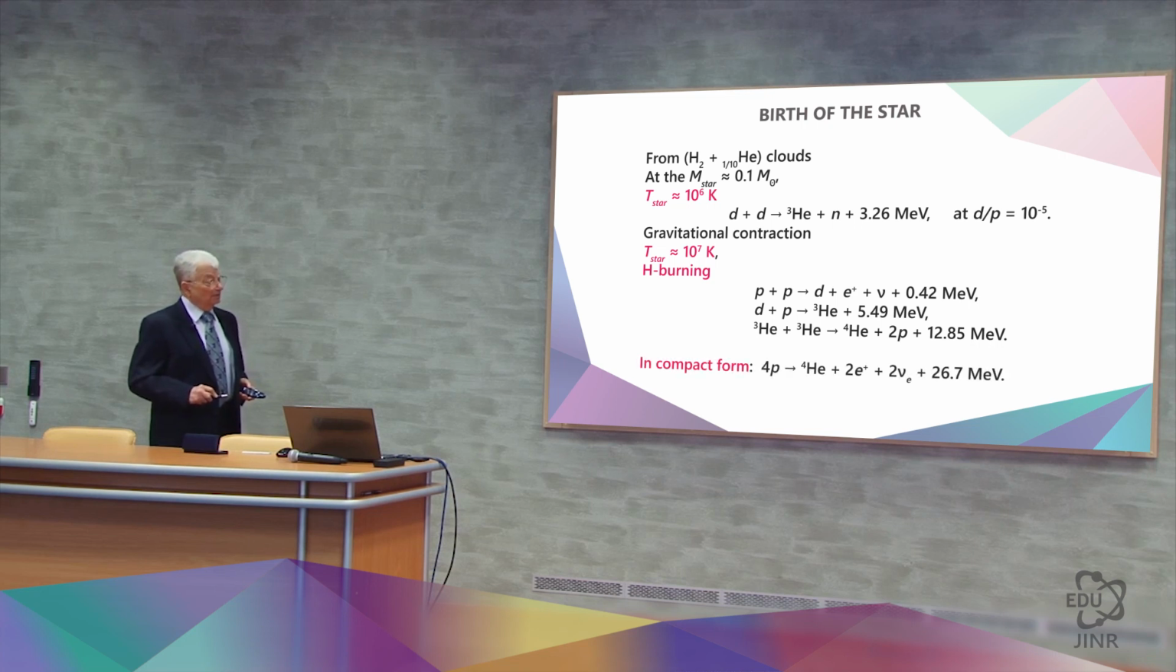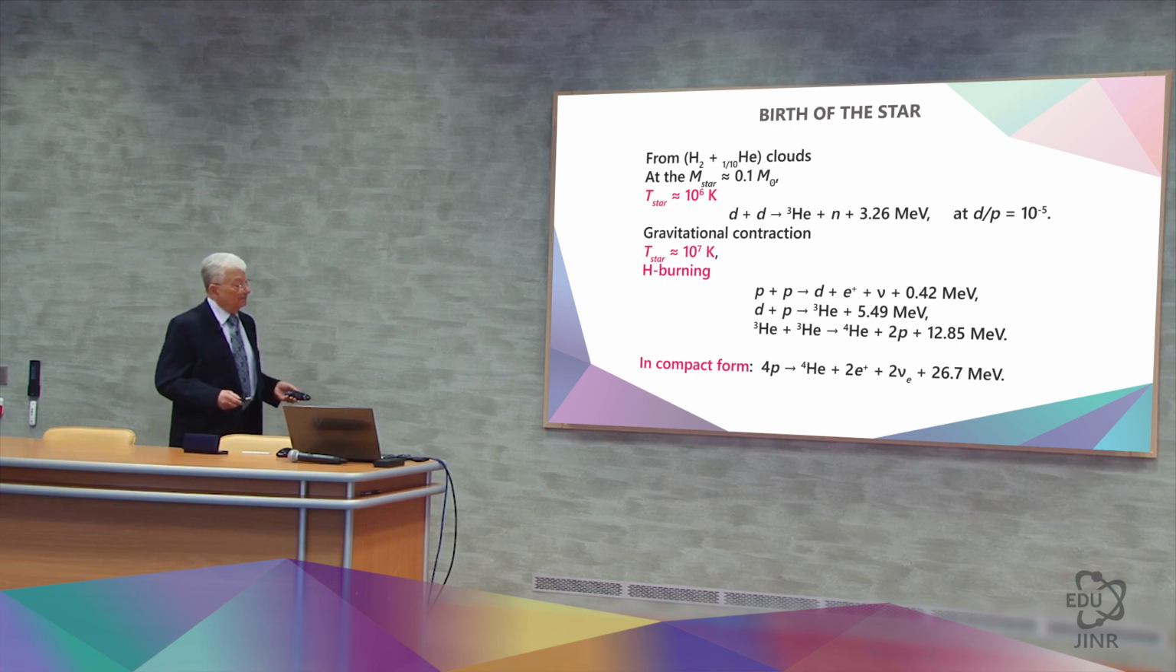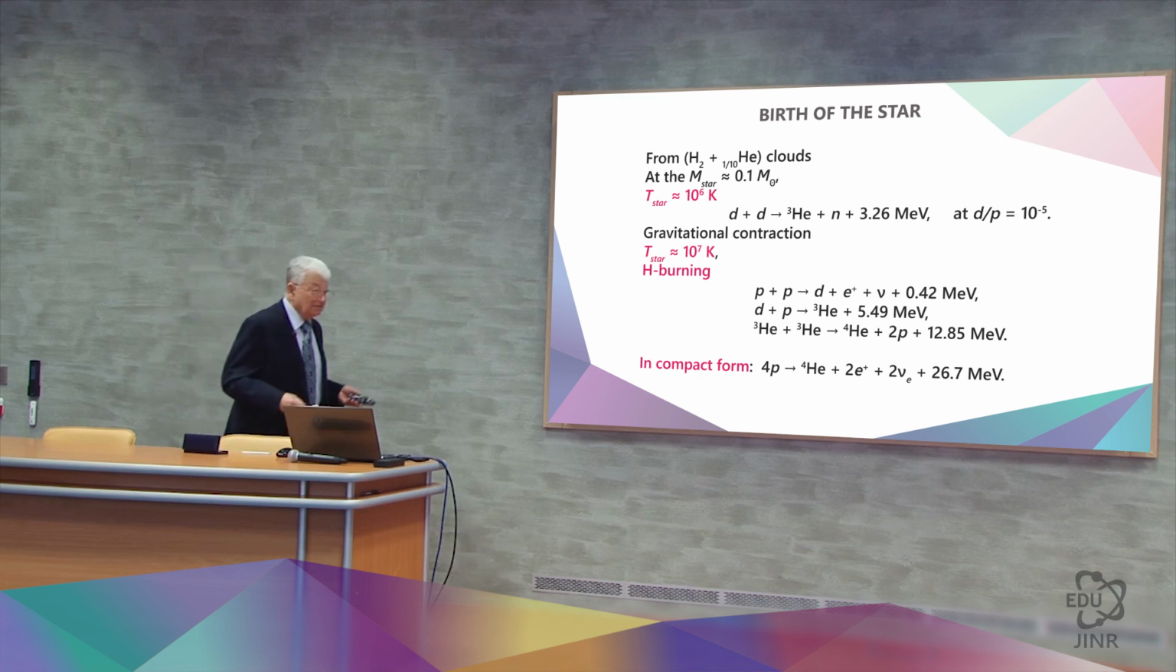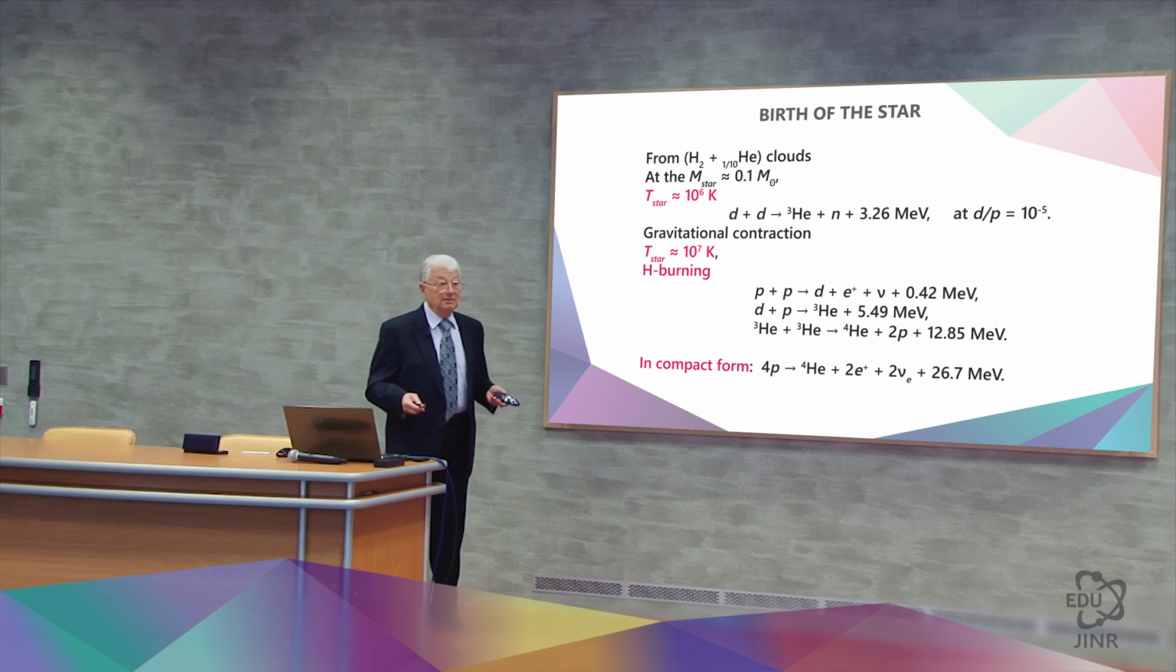In short, we need 4 protons, and then we can get 1 helium-4, 2 electrons, and 2 neutrinos. And for these 4 protons, we get an energy gain of 26.7 megaelectron volt. Essentially, the hydrogen burns out into helium.